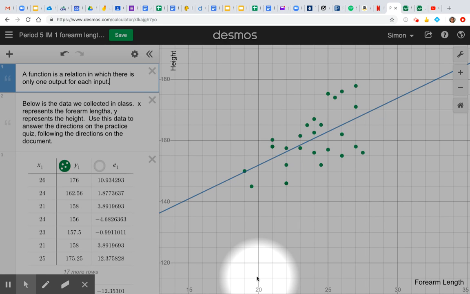So for somebody who has, in this case, a forearm length of 19 inches, I think it was, they happen to be 150. Actually, this might have been centimeters. So the 19 centimeter forearm had 150 centimeter height. And there's only one height for a 19 centimeter forearm. So that is what I mean by one output for each input.